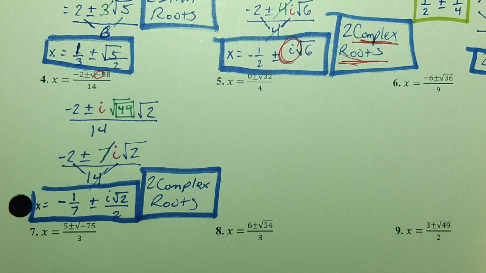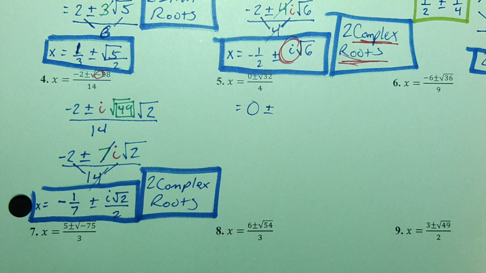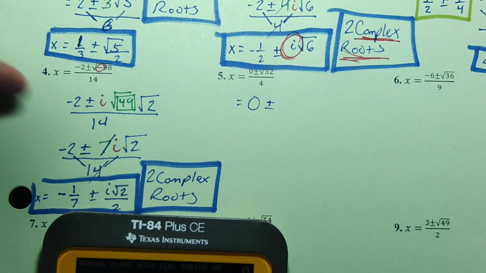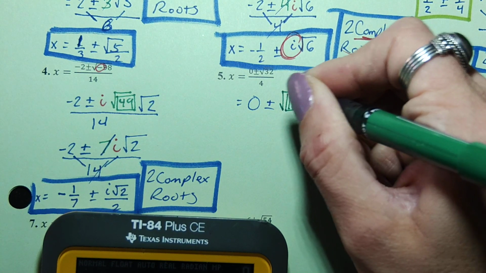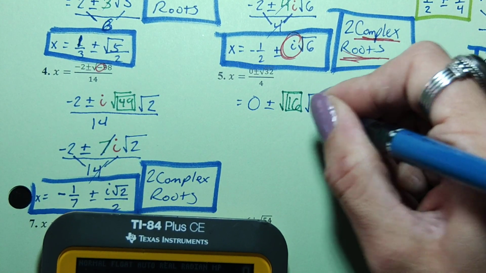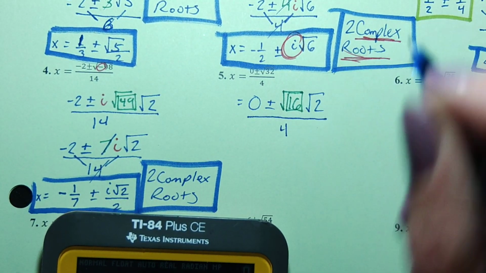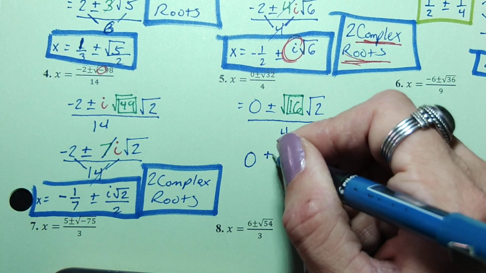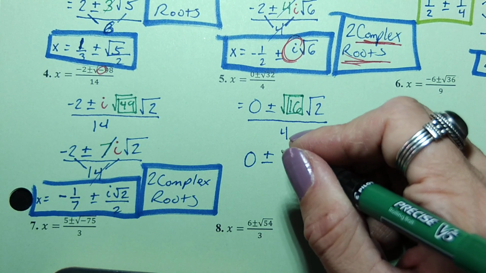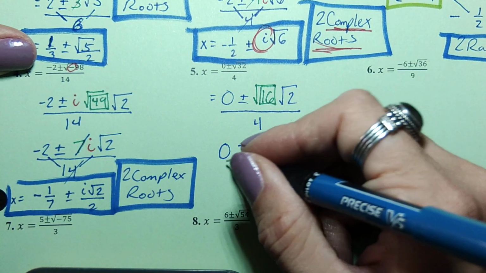We do have a 0 in front, which is a little unusual. So 0 plus or minus, what's the biggest perfect square factor I can take out of 32? Give you a hint, it's not 4. 16. 16 is the biggest. And the other factor then is 2. So 16 times 2 is 32. 16 is our biggest perfect square. So when we go to simplify this, we still have that weird 0 plus or minus. The square root of 16 is 4. And all over 4.